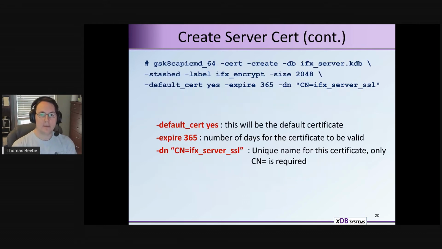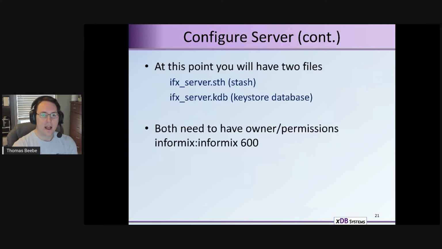So, continued. Again, I wanted to add the extra flags there as the red text, so it's there. Next up, we're going to have two files: IFX server STH, which is our stash file, and the KDB, which is the key store database. For Informix for the server, have these be 600. This is our private key. These are the keys to the house. You don't want anyone else on the server having access to this.